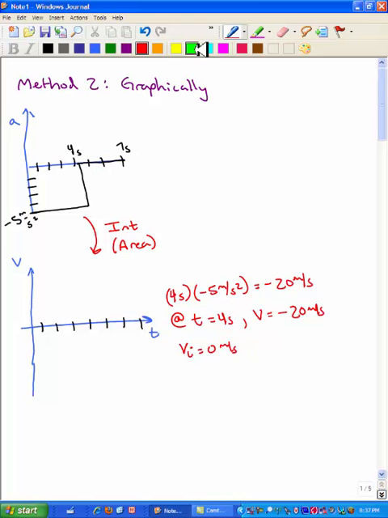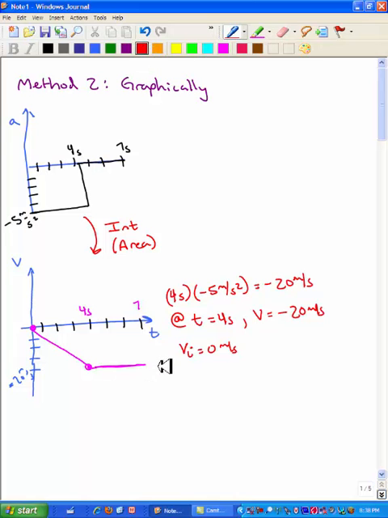Therefore, I can draw my graph. So I have initial velocity 0. Right? I break my y-axis up into 5, so 5, 10, 15, 20. So this is negative 20 meters per second here. Okay, my other value at 4 seconds was negative 20. So my velocity from 0 to 4 seconds looks as so. Then, from 4 seconds to 7 seconds, my velocity is constant, so it looks like that.